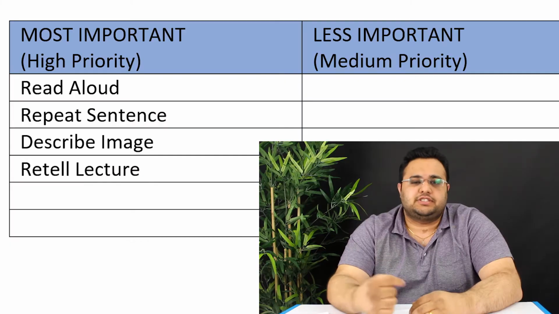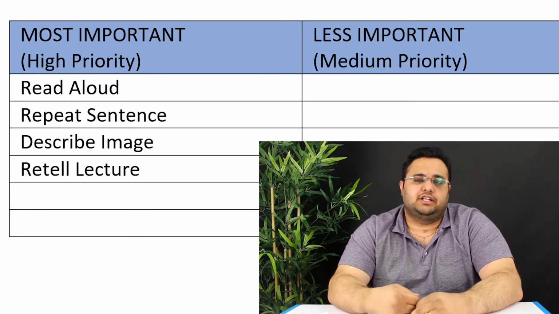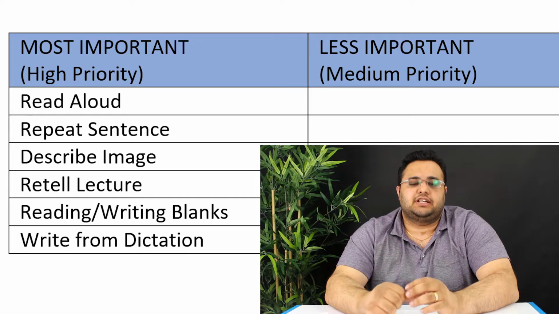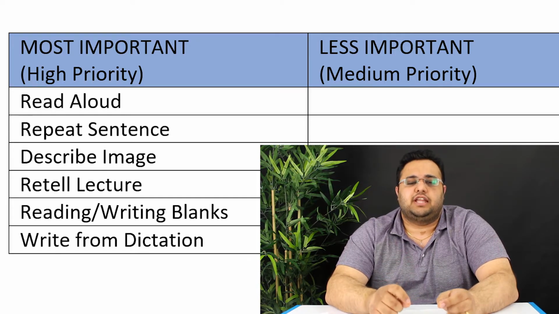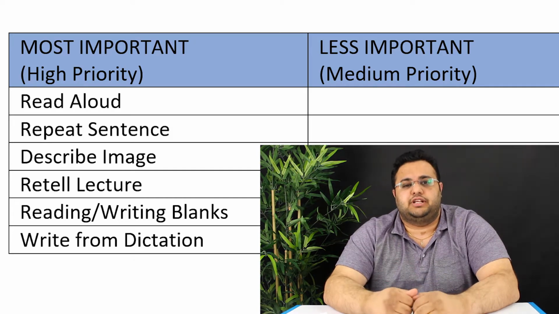4 of these 6 are from your speaking itself. That is your first section: read aloud, repeat sentence, describe image and retell lecture. Retell may be in the second category, but let's assume it's in this category. Second comes reading, that is reading and writing blanks. And the last question type in high priority is write from dictation. So very simple, 6 question types. 4 from your speaking, which proves how important speaking is for your exam, 1 is reading and writing blanks and 1 is listening, write from dictation.